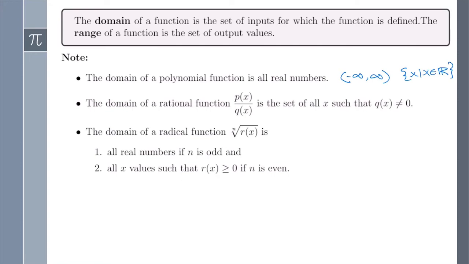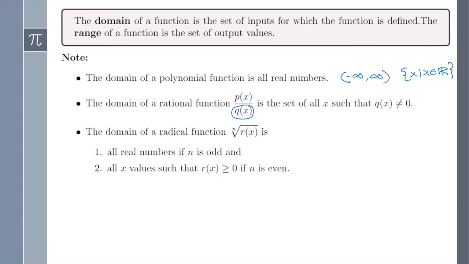The domain of a rational function is the set of real numbers such that the denominator is not zero. So all the x values that do not make the denominator zero are in the domain of the rational function. We cannot take the x value which makes the denominator zero.